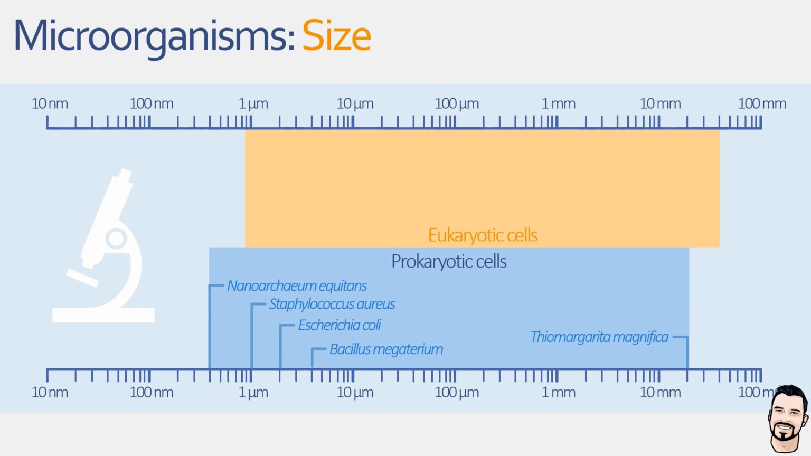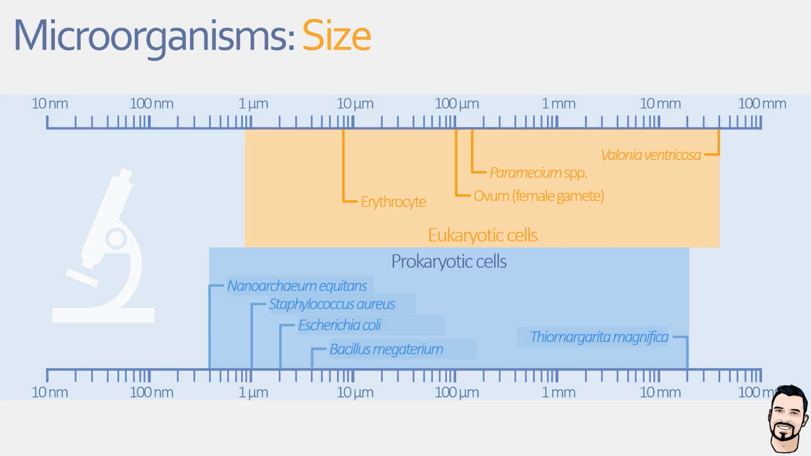Now, in contrast to this, eukaryotic microorganisms, including things like protozoa, algae and fungi, tend to be a little bit larger, ranging from 800 nanometers to 4 centimeters, and again there's considerable variation. For comparison, a red blood cell is around 8 micrometers in diameter, which is 4 times the size of an E. coli cell, while some other cells such as the human ovum at 0.1 mm or paramecium species cells at 0.15 mm are just large enough to be seen without magnification.